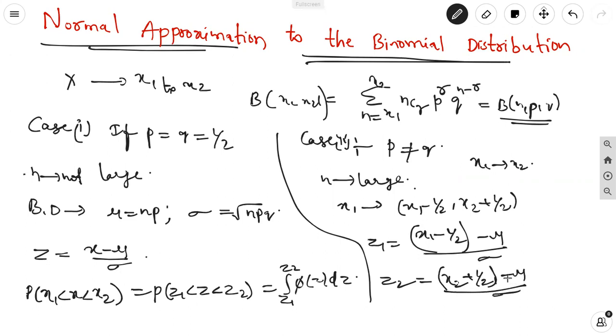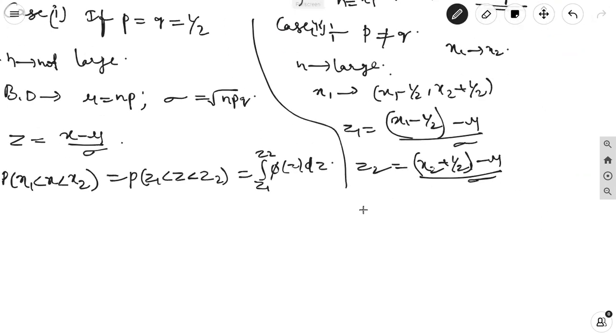From this, we can calculate the z variates and find the probability between x1 and x2, that is P(z1 < z < z2) = integral from z1 to z2 of phi(z) dz. This is the approximate value using the normal table, and the value is the probability in the interval. This is the normal approximation to the binomial distribution.